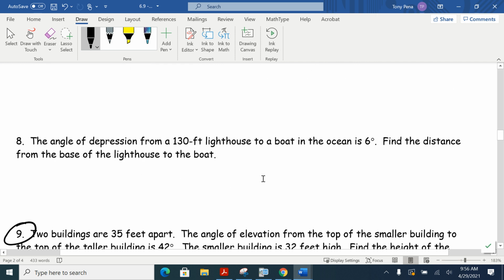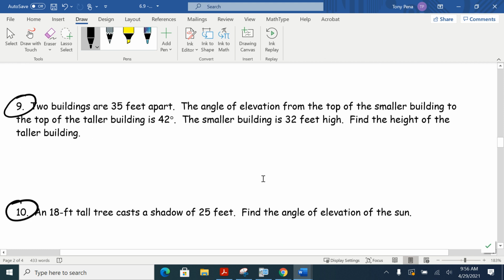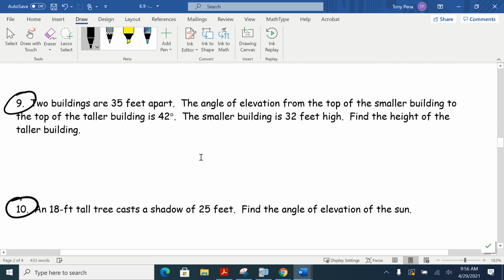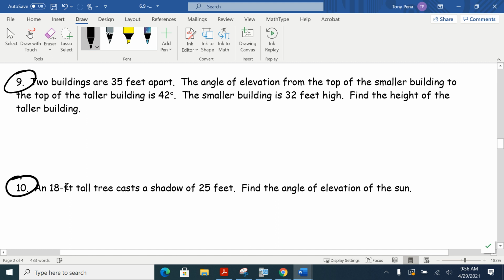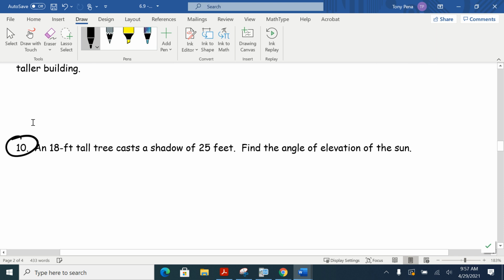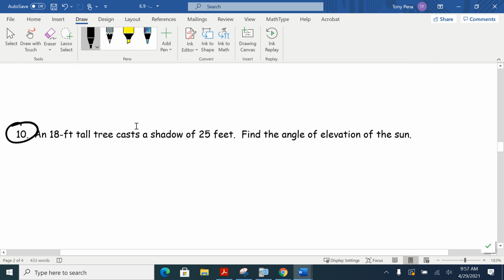All right, the next one I want to get to, go to number 9. A little trick. Actually, let's do 10 first. I want to do 9 and 10, but let's do 10 first because it's in line with what we've been doing, yet at the same time a little bit different. So it says an 18-foot tree cast a shadow of 25 feet.